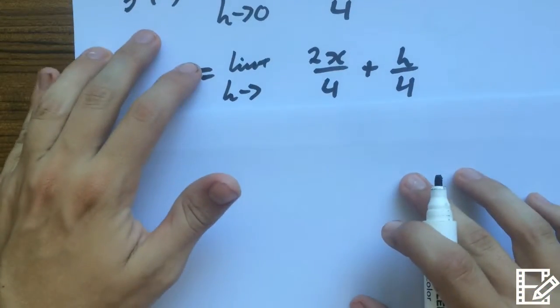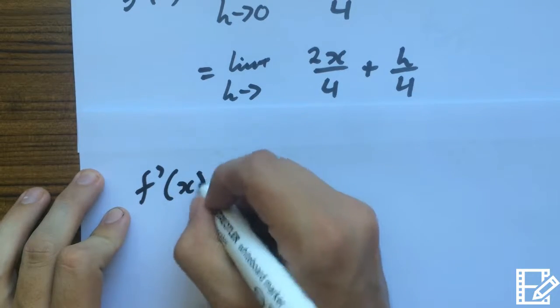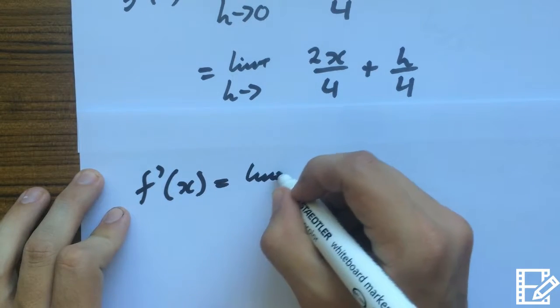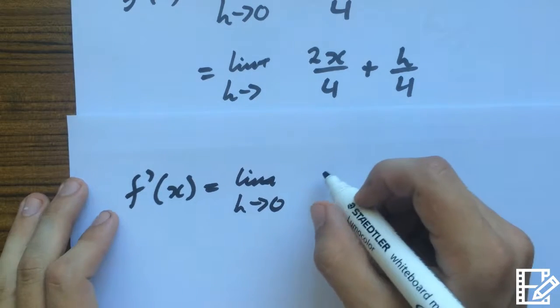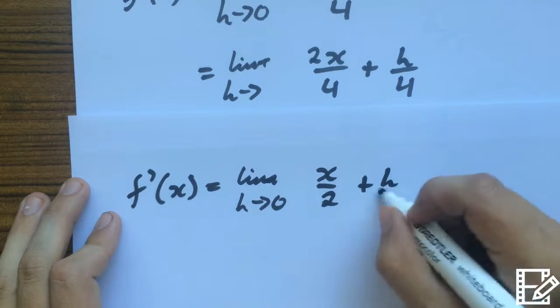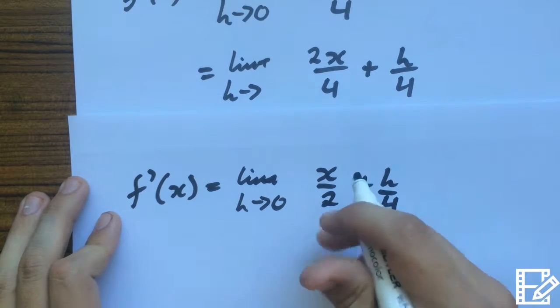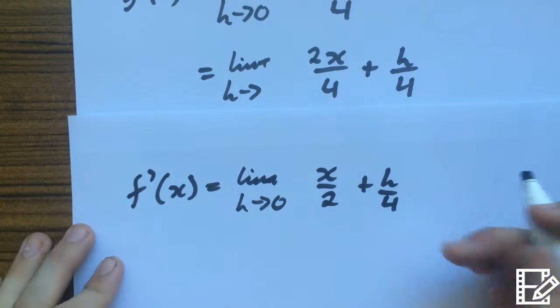So, in the simplifying stage, we are going to simplify it. The derivative, limit, as h approaches 0, is x on 2 plus h on 4. We've just simplified this because 2 on 4 is the exact same as 1 over 2, x on 2.